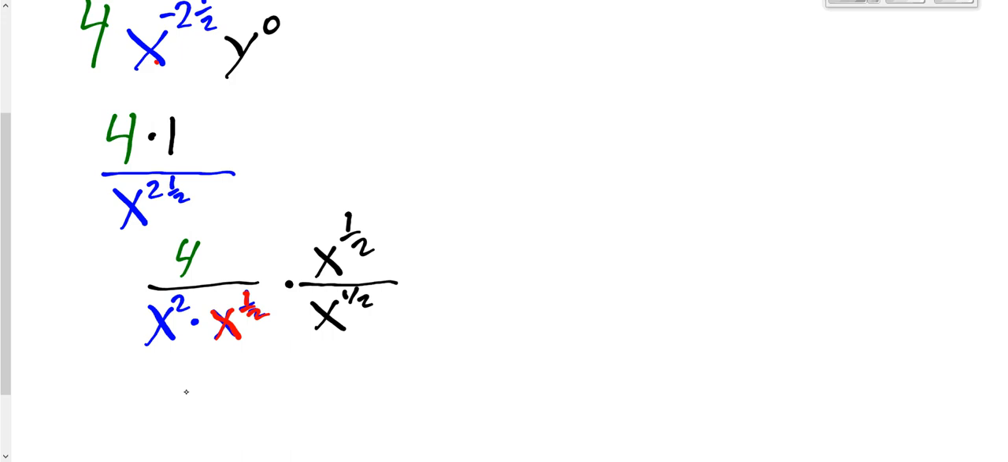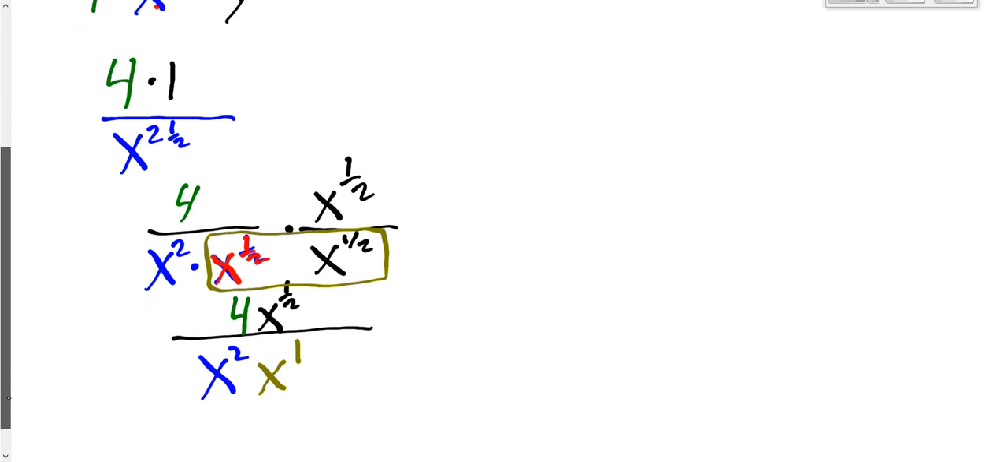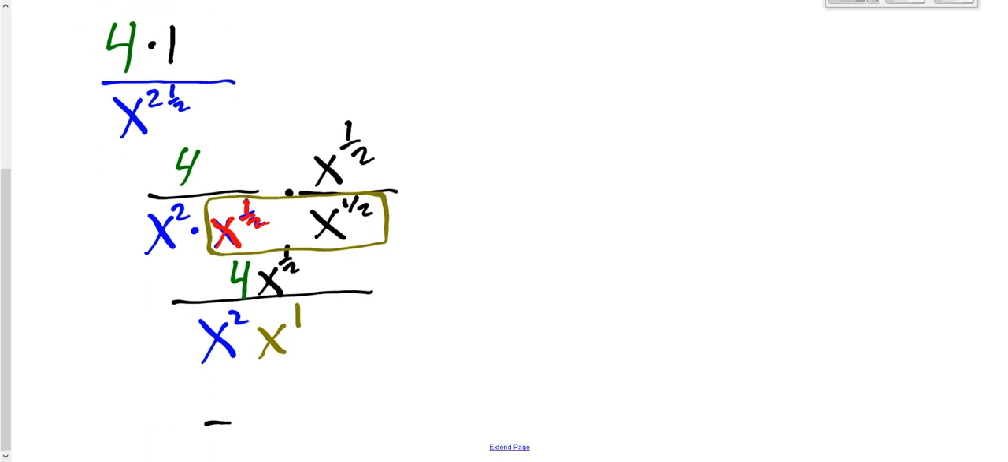So I'm going to do that here. On top, I'm going to have that x to the 1/2 and then that green 4. Still going to have my x squared. But now, when I go this times this, I get an x, and I'd have to add my exponents, and that would be an exponent of 1. So I'm going to have here the stuff on the top, and then I have to take a look at the bottom. x to the power times x to the power, and I have to add my exponents, so that's an x cubed on the bottom.